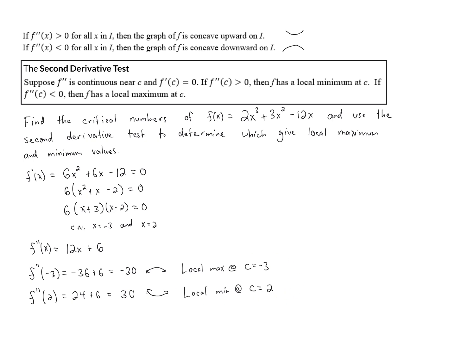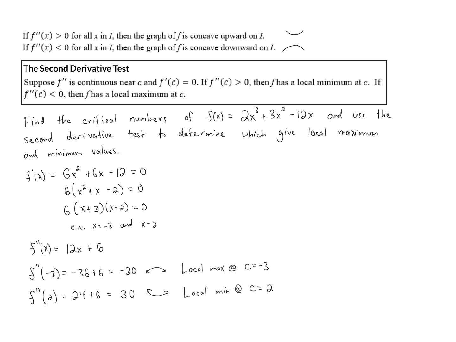Now, I want to talk about pros and cons of the second derivative test compared to the first derivative test. Now, one advantage of the second derivative test is it's a lot less work. This is a lot less work than doing that table of values. We just took the derivative to get the second derivative and plugged in numbers, and it was pretty easy. Not that much work there. So on one hand, this might be less work than the first derivative test.